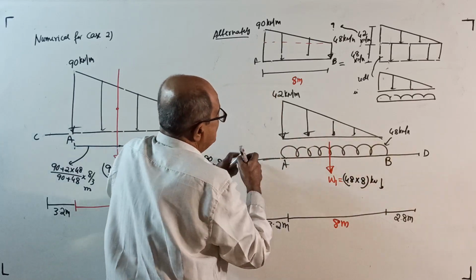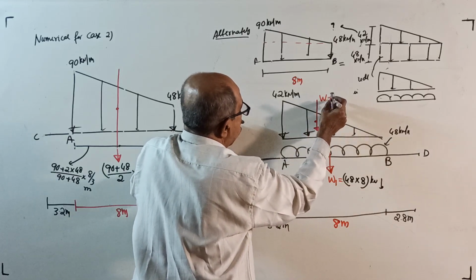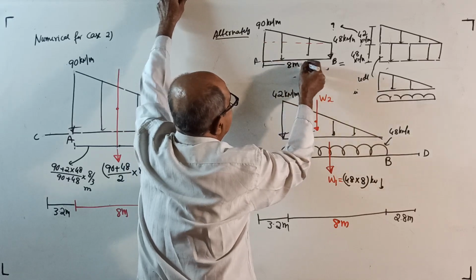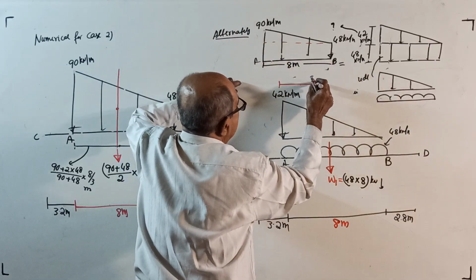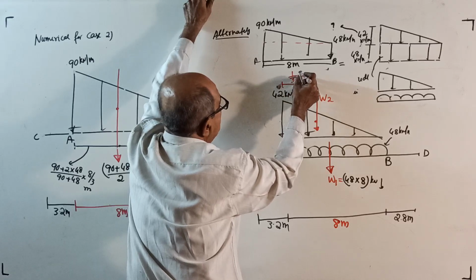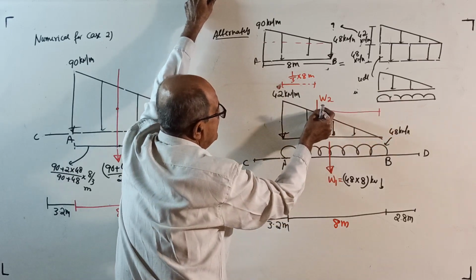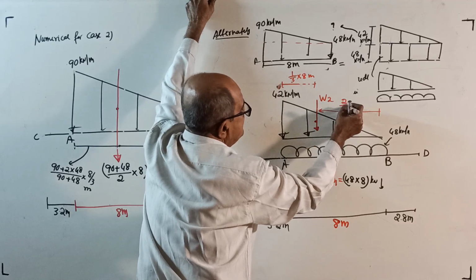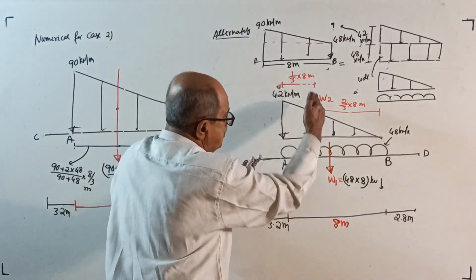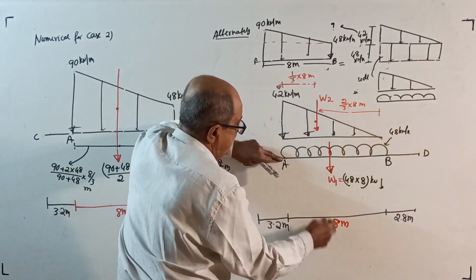For this UVL, W2. Space is not there, so I will remove that 8 meter and put it there. From here to here is 1 by 3 of 8 meter. From here to here will be 2 by 3 of 8 meter. Now the total magnitude is equal to W1 plus W2. Moment about A, this load in... sorry, I forgot right here.